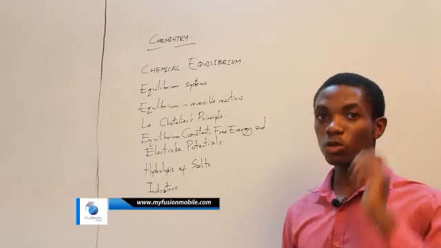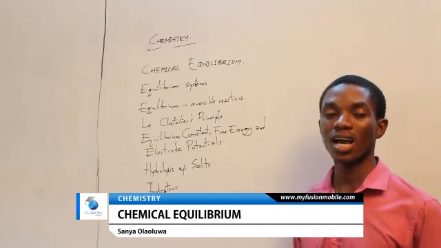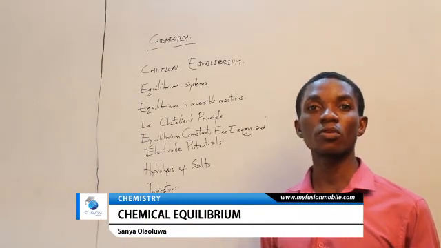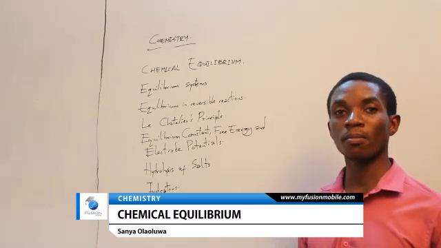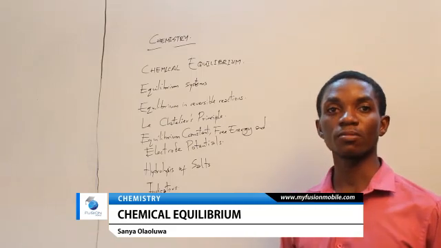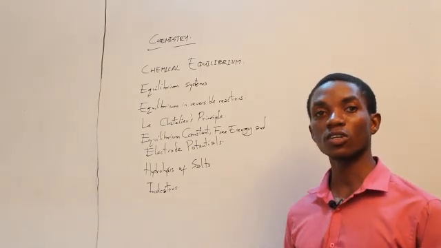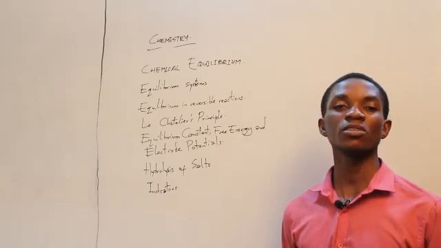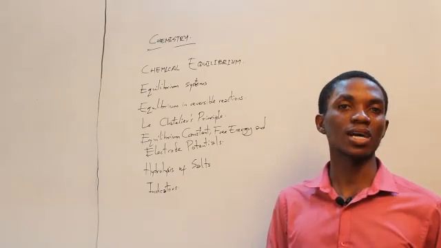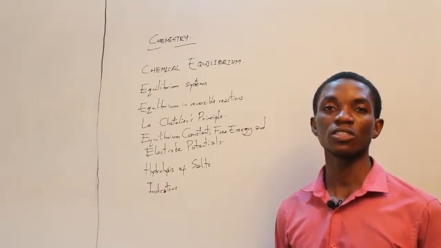So the amount of products available equals the amount of reactants available. Every time the reactants change, they form new products, and the products also change immediately to form new reactants, balancing out the effect of the original change.